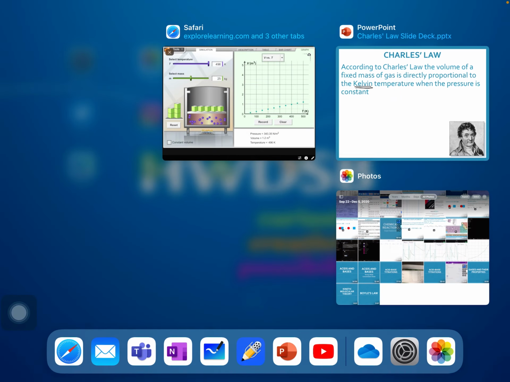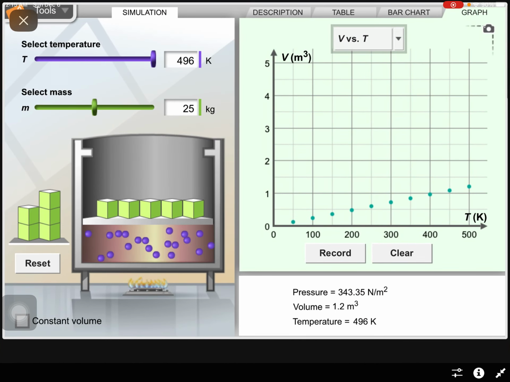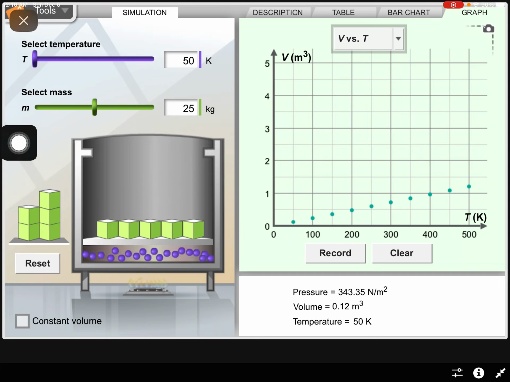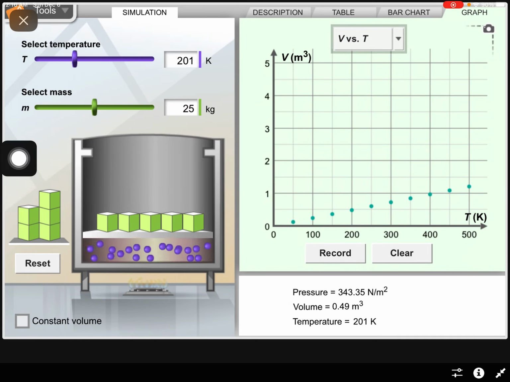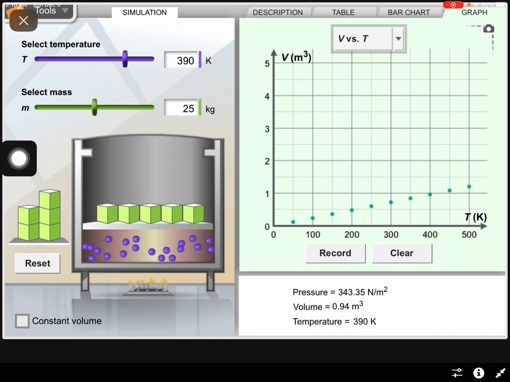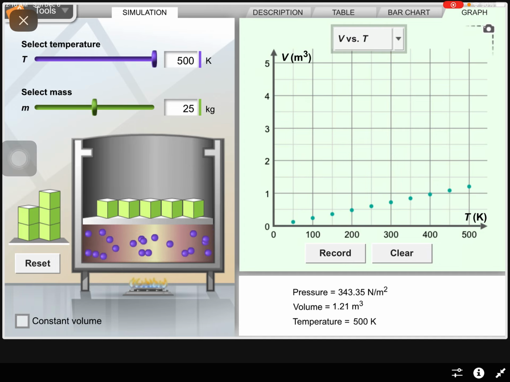Before that, we'll take a look at a simulation. Pressure is kept constant, so I'm going to keep the mass on top of this lid the same. And I'm going to change the temperature. I can see that at a low temperature, the space or volume taken up by those particles is quite low. And as I increase the temperature, I can see an increase in the volume occupied by those particles.